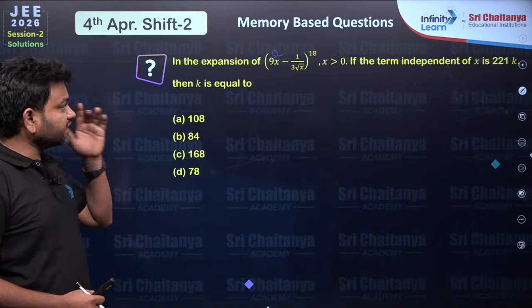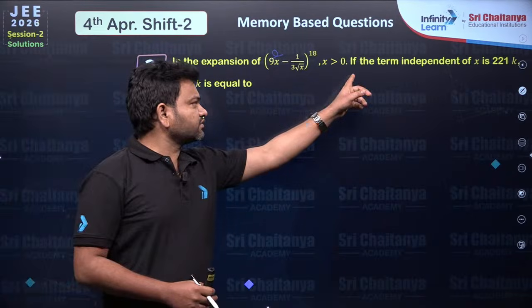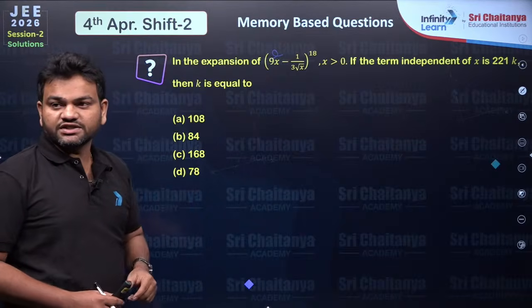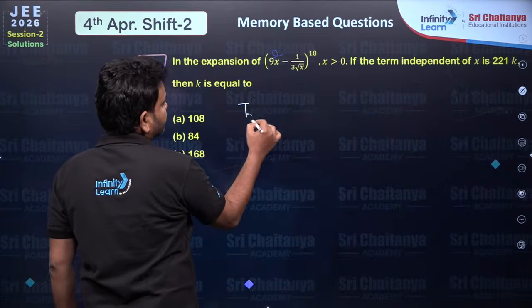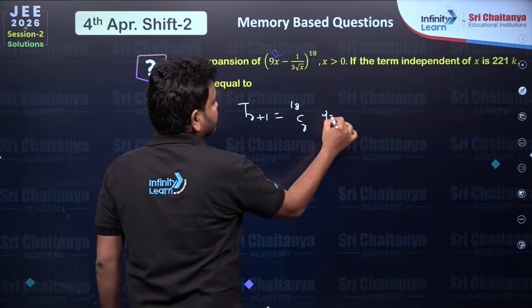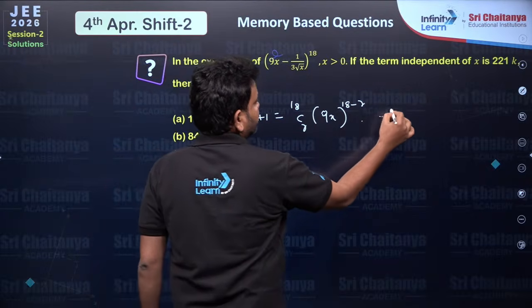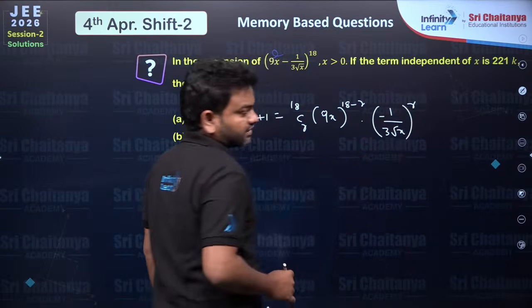In the expansion of (9x minus 1 by 3 root x) power 18, x is greater than 0, if the term independent of x is 221k, then the k value is equal to, is what is asked. So for the term independent, T r plus 1, I am going to write it as 18Cr, so (9x) power 18 minus r, and (minus 1 by 3 root x) power r, you are going to write here.